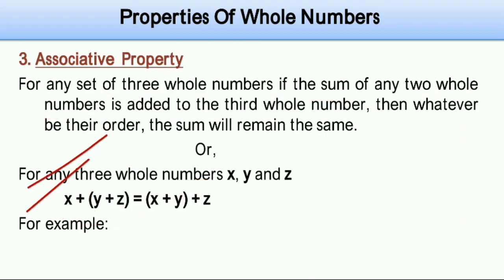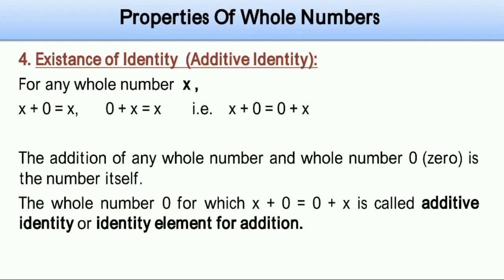We can change the grouping of the numbers. The example I have already explained. So we have understood the associative property very well. Now we will move to the fourth property of the whole numbers, and this is the existence of identity, or we can say the additive identity.